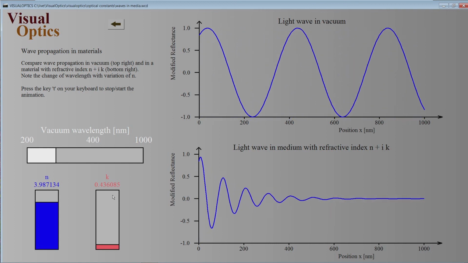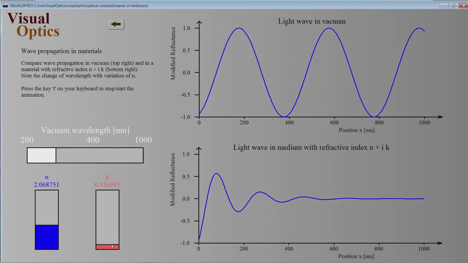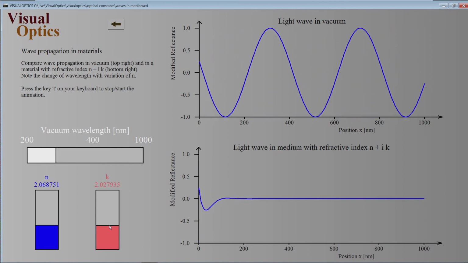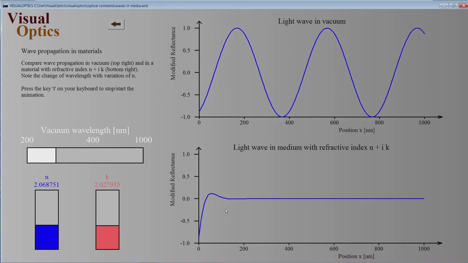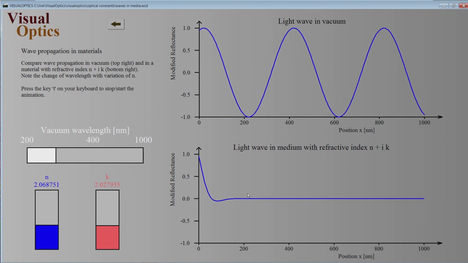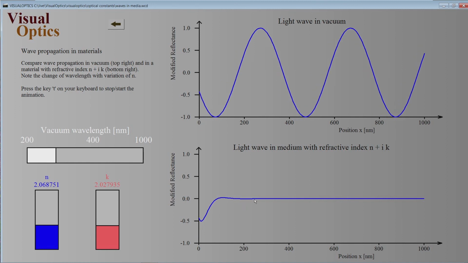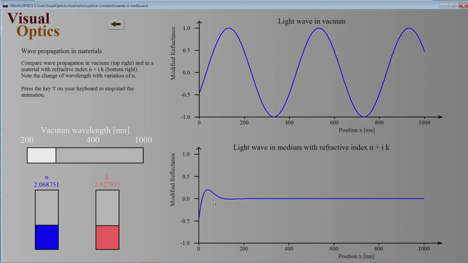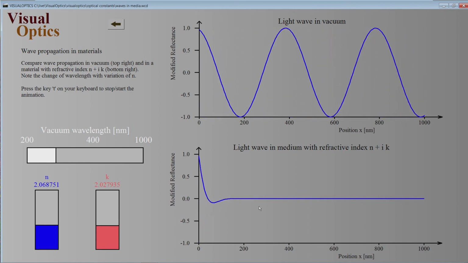Let's discuss a case where n, the real part, is 2, and k is also 2. So they have basically the same order of magnitude. In this case, the absorption is so strong that there is not even one complete oscillation. The electric field decays within 200 nanometers here, so there is no electric field 400 or 600 nanometers away from the starting point of the wave. This is called metallic behavior.